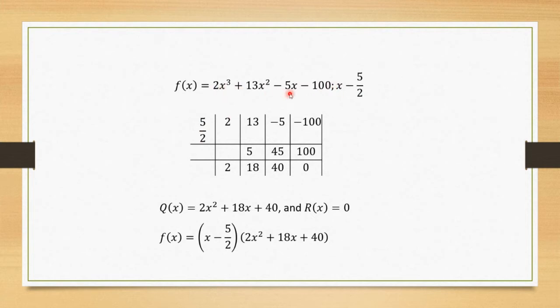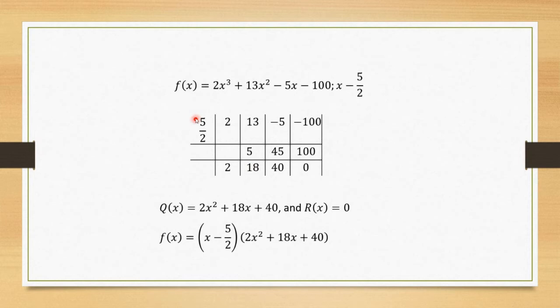There are no missing powers of x, as you can see, between the leading term and the last term, which is the constant term. So we list the coefficients: 2, 13, minus 5, minus 100. We have 5/2 here. The first 2 comes down. 5/2 times 2, the 2's cancel, and you get 5. 13 plus 5 is 18.